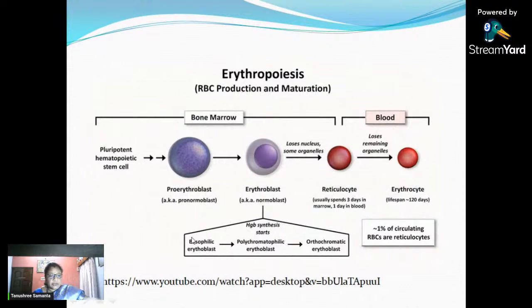To go into the flow chart of this erythropoiesis, here you can see that till late normoblast, it happens within the bone marrow. See, you have the pluripotent hematopoietic stem cells, which are converted to the proerythroblast, and then to the erythroblast, and finally to the reticulocyte. This reticulocyte comes out of the bone marrow and is present in the blood as the matured erythrocytes or RBCs. The main thing is that before it comes out into the blood, it loses the nucleus and some organelles, and the matured one has no organelles in it at all.